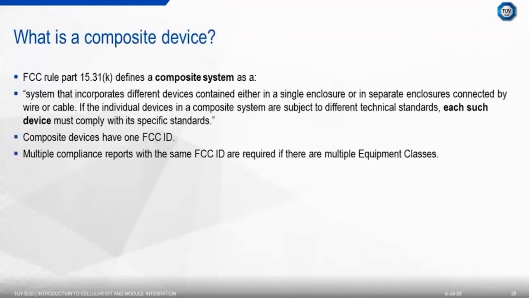A composite device is defined in FCC Rule Part 15.31(k), as shown there. Many products these days have multiple radio modules inside, so that would be an example of a composite device, and each radio transmitter must show compliance to the applicable standards. The final composite product would have one FCC and ISED identification number.